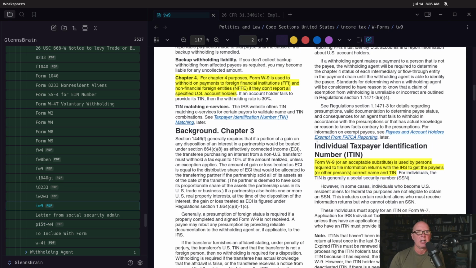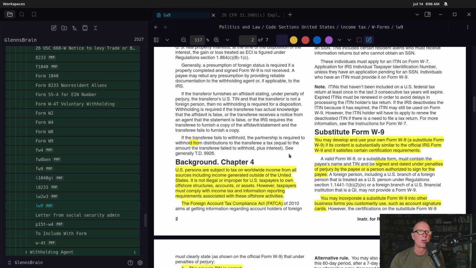So we have an individual, and this is the background for Chapter 3, and it goes through some other stuff. We're kind of skipping some of this, but the primary point is to realize that every single instruction that is on a W-9 is for non-resident aliens, Chapter 3 and 4. All right, so Form W-9 or an acceptable substitute is used by persons required to file. So first, you have to be a person that is required to file a return with the IRS to get the payee's correct name and TIN. But it gets even more interesting down here.